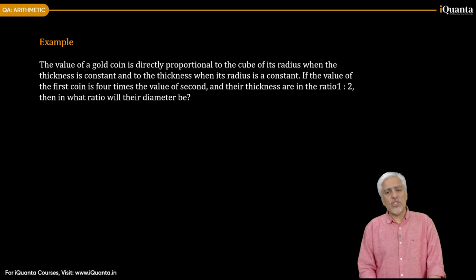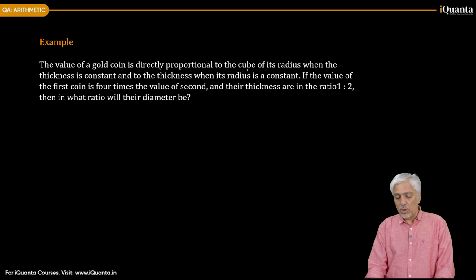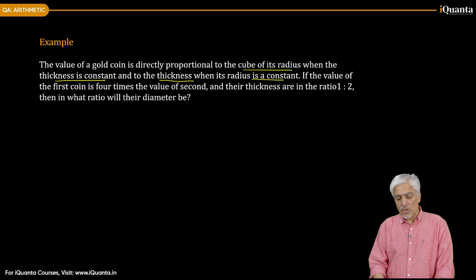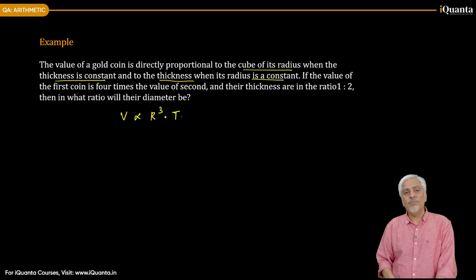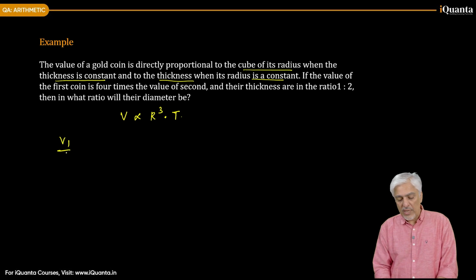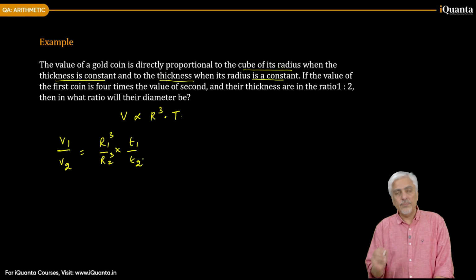Let's have a look at the last question of this type. The value of a gold coin is directly proportional to the cube of its radius when the thickness is constant, and to the thickness when the radius is constant. So in short, the value is directly proportional to the cube of the radius and the thickness. Both of them directly, none of them inverse. So according to the formula, I can write V1 upon V2 is R1 upon R2 the whole cube, into T1 upon T2.